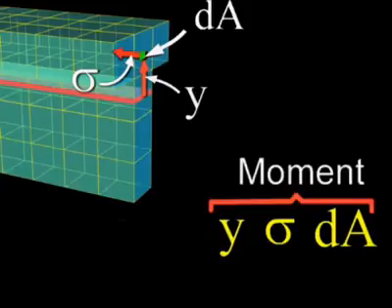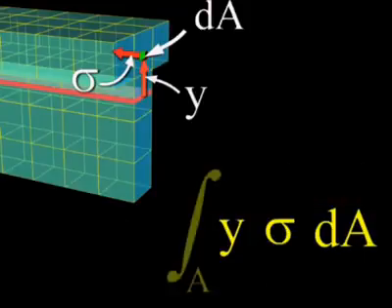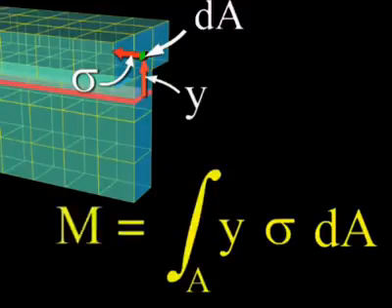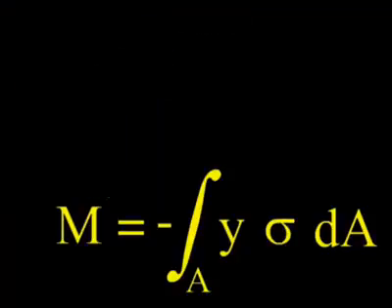We add up all such contributions by integrating over the cross-sectional area to produce the total moment M acting on this section. A minus sign is added so that a sagging moment can be considered positive. This equation is valid for any distribution of stresses.